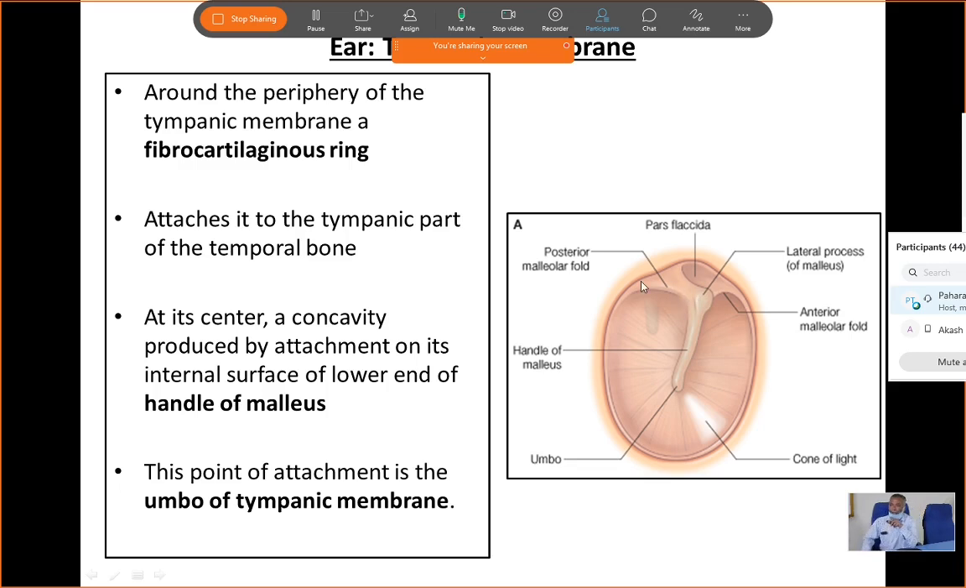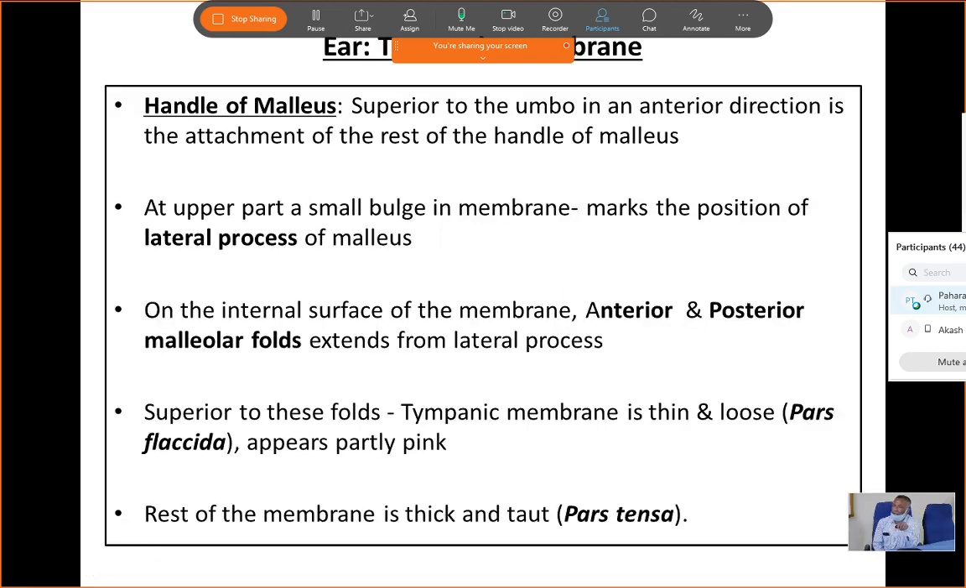Malleus means hammer. In a hammer, there is one handle, and one anterior part and one posterior part. So for the anterior part and posterior part of the malleus, what will happen? There is a fold. These are called the anterior malleolar fold and the posterior malleolar fold. So we can see these two folds in the tympanic membrane.